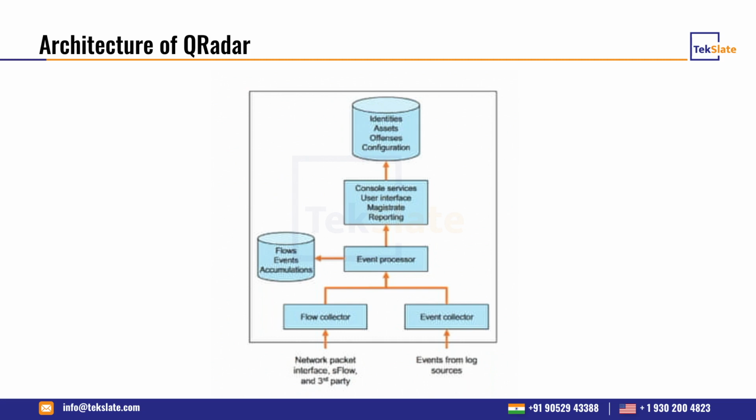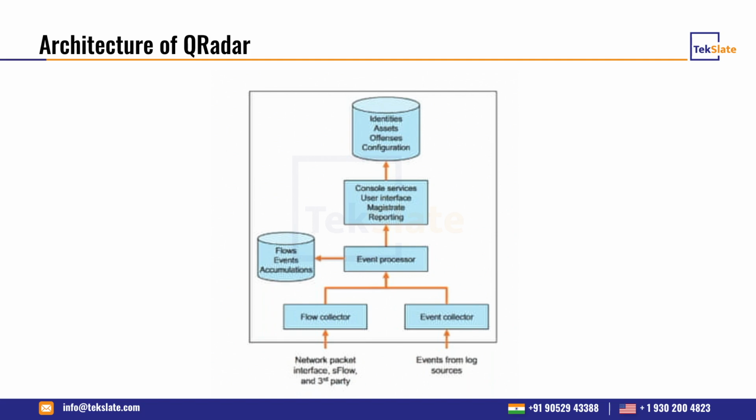So once they receive data from both collectors, they will normalize it and send it to the processor. The processor will save that data. First of all, they will archive it, and then they will save that data into this, where they have written flows, events and accumulations. This is the Ariel database. Archived data cannot be changed, so we call it tamper-proof data. Processors are responsible for making that data tamper-proof.